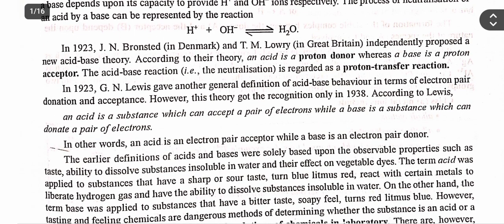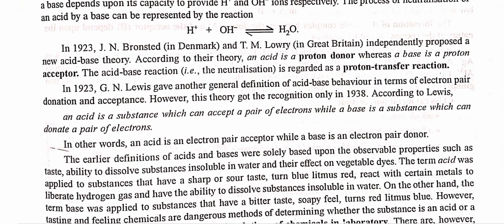In 1923, J. N. Bronsted and T. M. Lowry independently proposed a new acid-base theory. According to their theory, an acid is a proton donor whereas a base is a proton acceptor. The acid-base reaction is regarded as a proton transfer reaction.